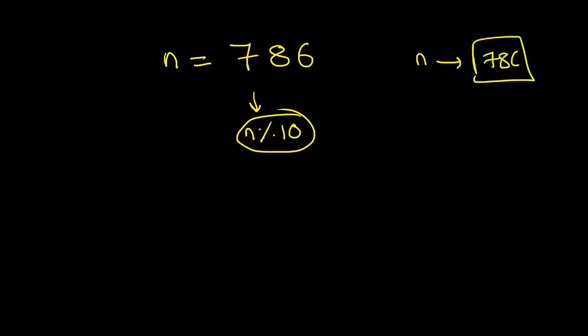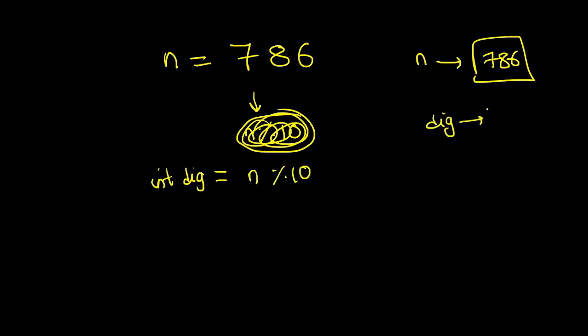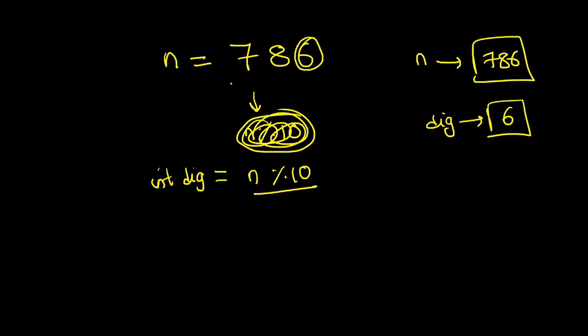So let's say I do some operation like this: int digit is equal to n modulo 10. Then what will digit contain? Digit will just contain 6. It will tell me what is the digit in the units place, right? But n doesn't change, right? n is still 786 and digit will be 6. Now, once I know the digit in the units place, मेरे को पता चल गया, boss, 6 is the digit in the units place.